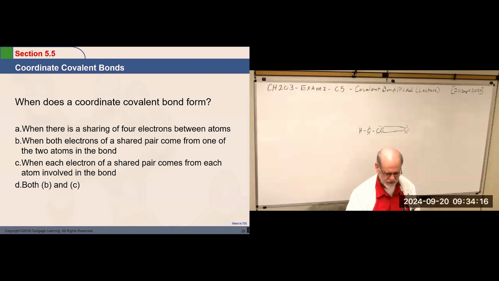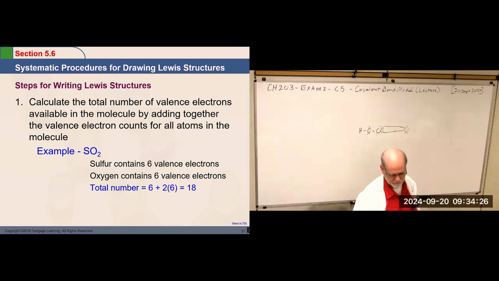Okay. When does a coordinate covalent bond form? Both electrons of a shared pair come from one of the 2 atoms. That's the definition. All right. If we've done Lewis dot structures for atoms already, you can also write them for molecules.